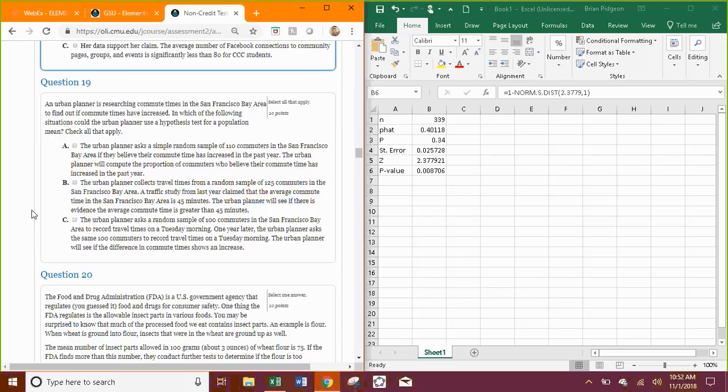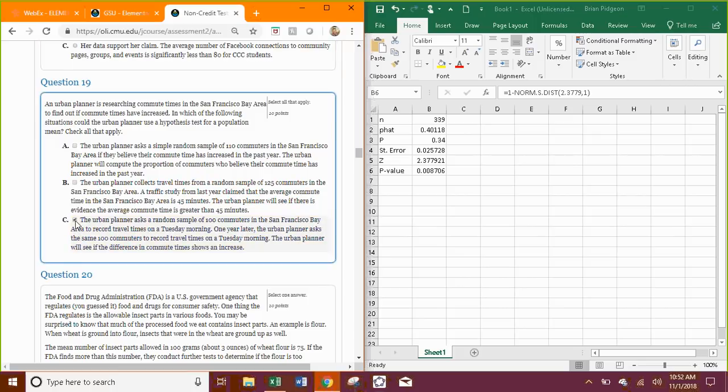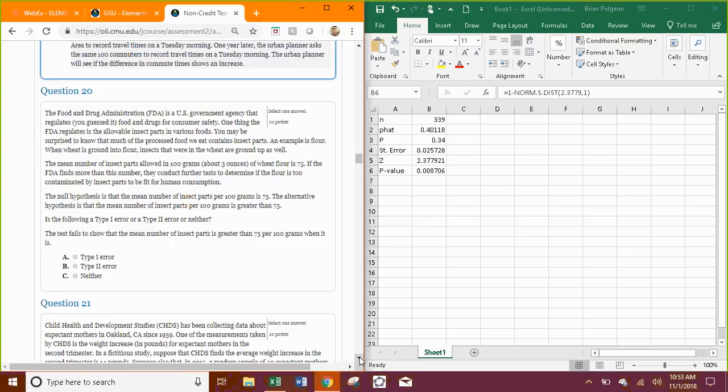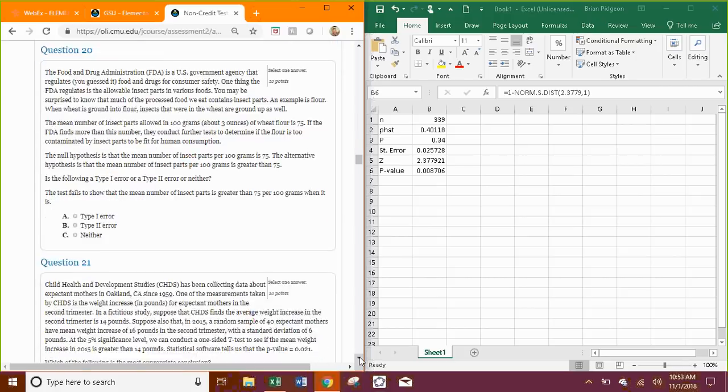The urban planner collects travel times from a random sample of 125 commuters in the San Francisco Bay Area. A traffic study last year claimed that the average commute time is 45 minutes. The urban planner will see if there is evidence that average time is greater than 45. Okay. The urban planner asks a random sample of 100 commuters in the San Francisco Bay Area to record travel times on a Tuesday morning. One year later, the urban planner asks the same 100 commuters to record travel times on a Tuesday morning. The urban planner will see if the difference in commute time shows an increase. I'm going to say that's the best one. I'm reading though. Yeah, I'm going to say that one.